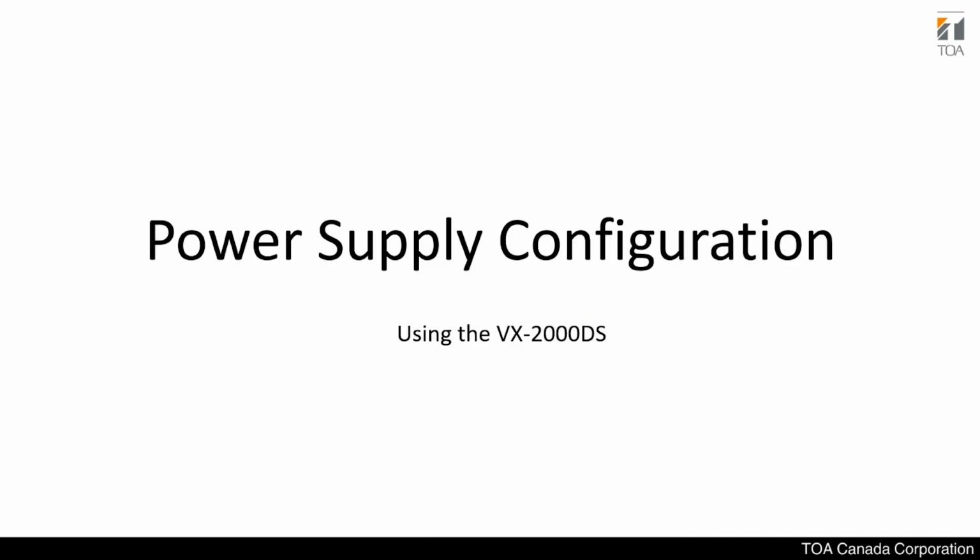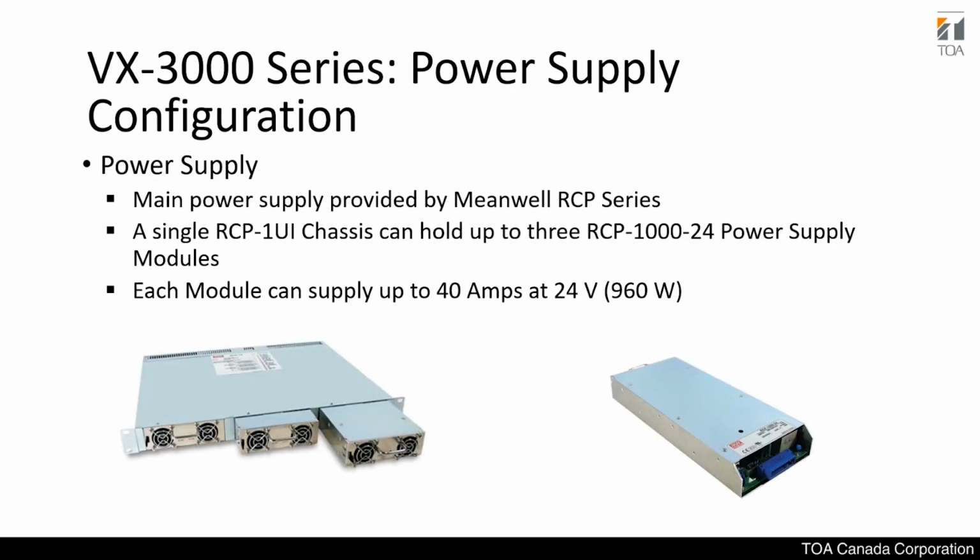So the big question on the VX3000 is, what's the power configuration of it? The VX3000 out of the box works on a 24 volt to 30 volt system. So if you have a PLC or an industrial system that has its built-in power supply, it can easily connect to that. But what about if you don't have that? So here's the option that we provide as a package from TOA. We recommend powering the system in North America using the RCP series 24 volt system.